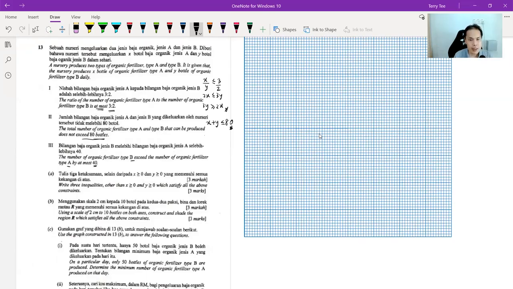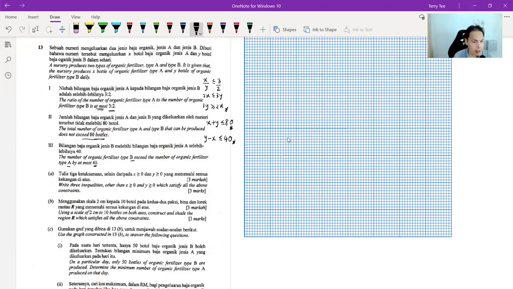So when we say B is more than A, we take the difference. B is bigger, so you do B minus A. At most means maximum, so less than or equal to 40. So y minus x is less than or equal to 40. So I've got these 3 inequalities. Now we have to shade. The first part, we just write the inequality.